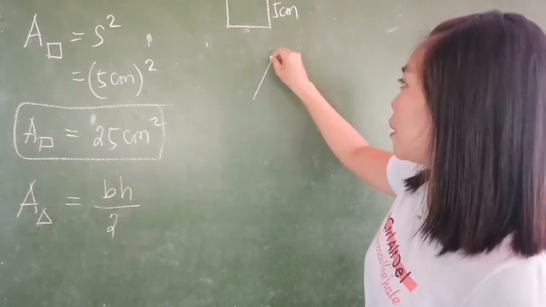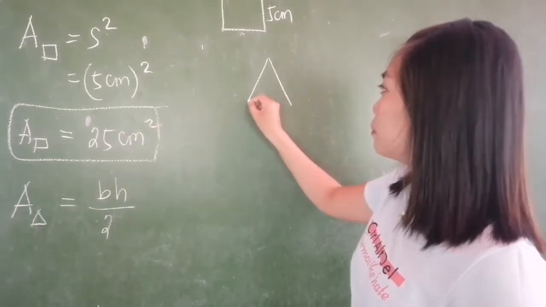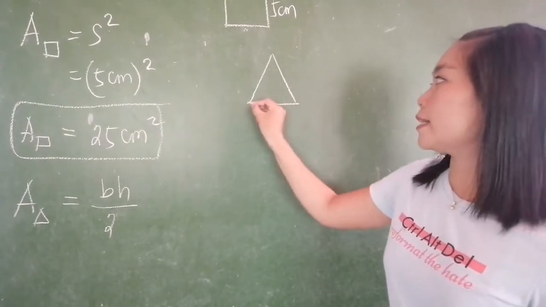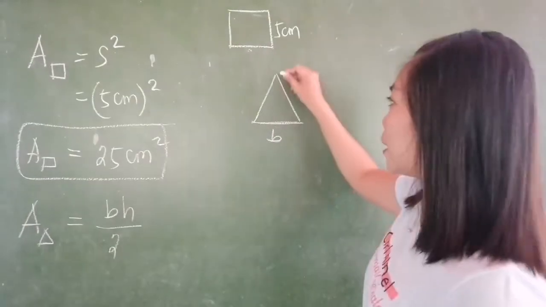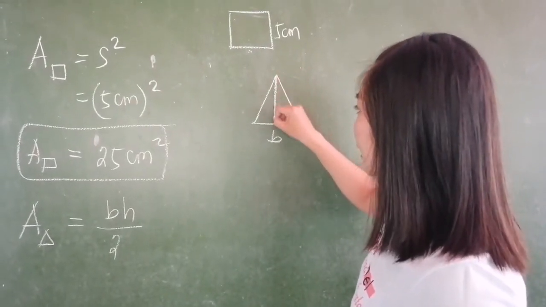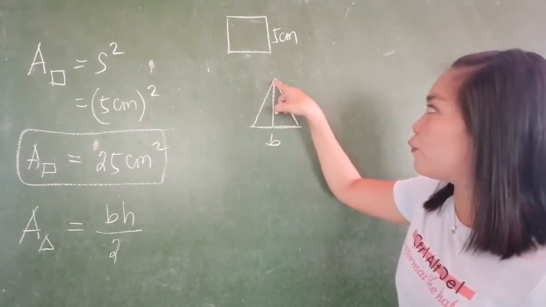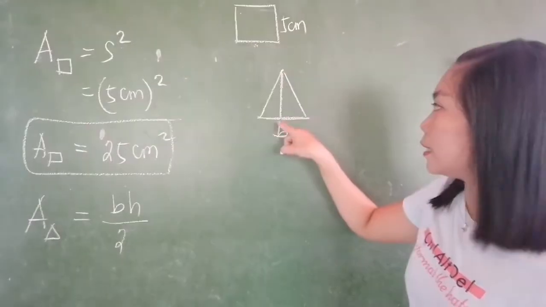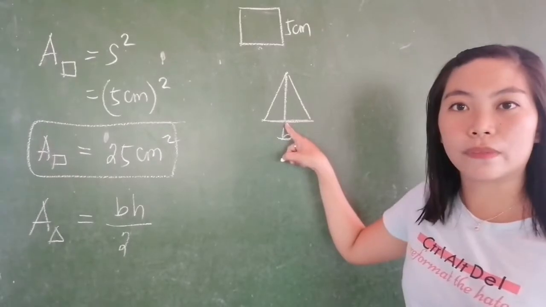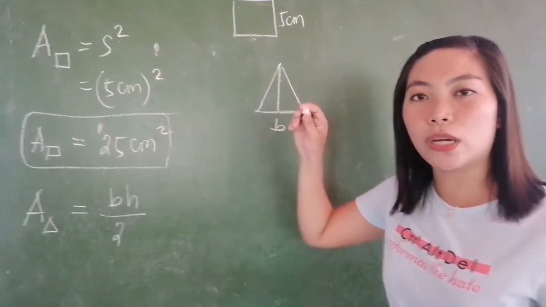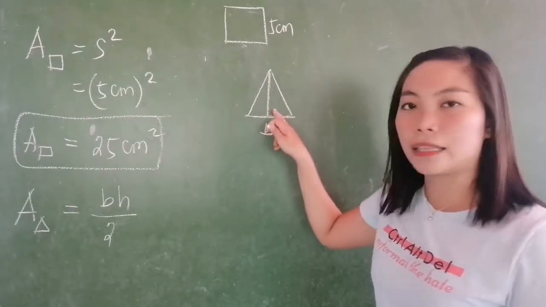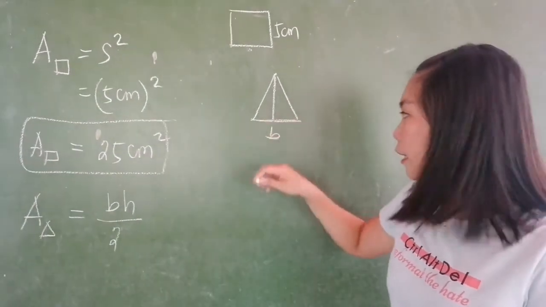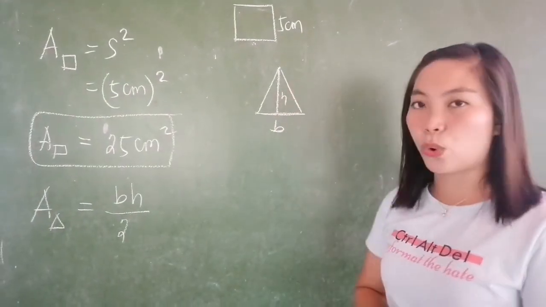Ano po itong tinatawag natin na base and height? So ito po yung base. This is your base. At yung height po ng ating triangle is a line joining from here, then dito. So, ibig sabihin po, the base has been bisected by the altitude or the height. Okay. So, ito yung h natin or the height.